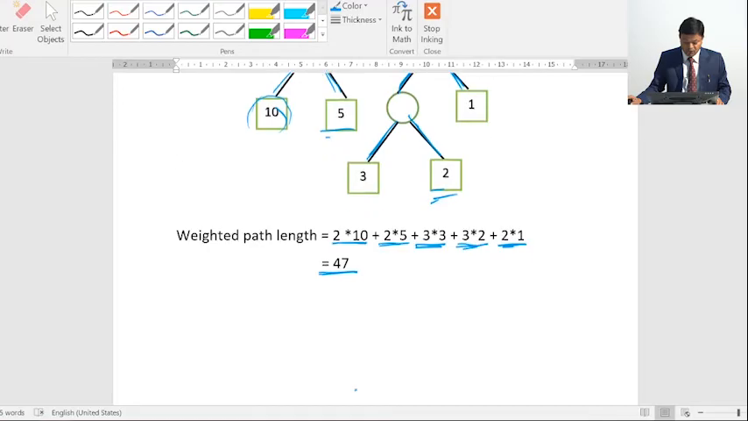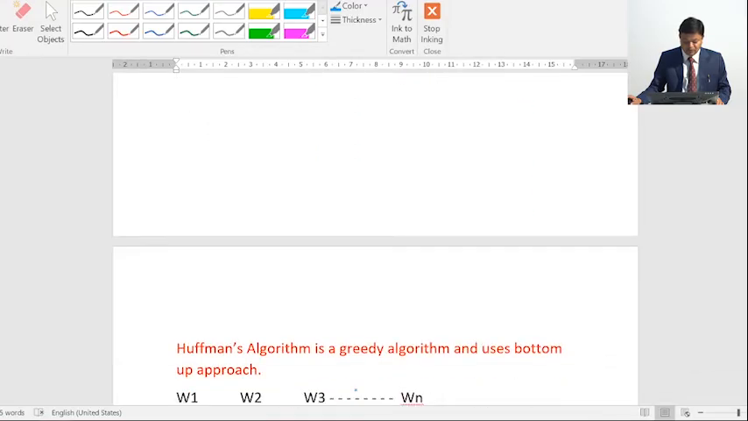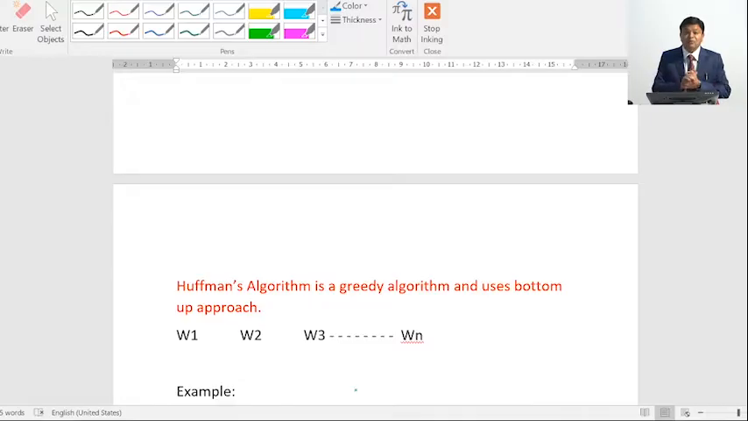Okay. So, now we move to Huffman's algorithm. See, Huffman's algorithm uses a greedy approach, and where we are using a bottom up technique. So, what happens? Let us consider that we are having W1, W2, W3 up to Wn, n weights. So, what do we do in Huffman's algorithm? We select 2 smallest entities, and then we combine 2 smallest entities into a 2 tree.